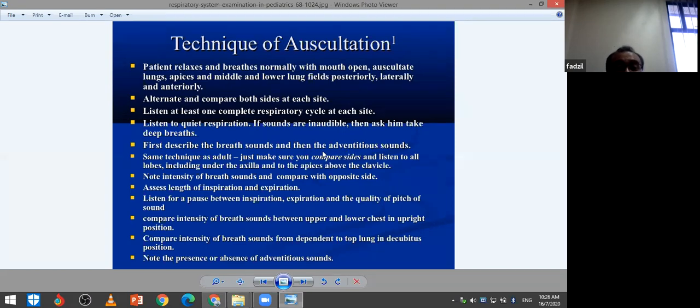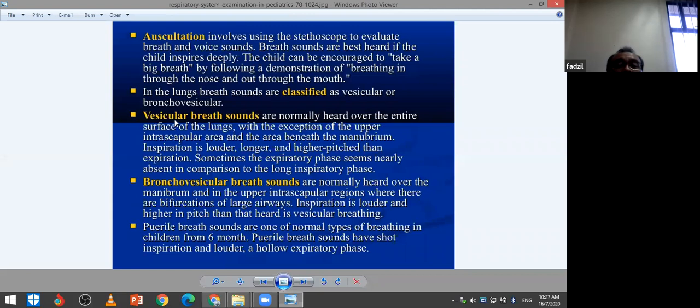It's not good, eh? So we want you to be able to decide whether the air entry is good or not good, eh? And then assess length of expiration. Note the intensity of the breath sound. Listen for the pause between inspiration and expiration. Note the quality and pitch of the sound. Compare the intensity of breath sound between upper and lower chest, and the dependent and top lung. Note the presence or absence of other sounds, adventitious sounds, eh? You have to ascertain that.